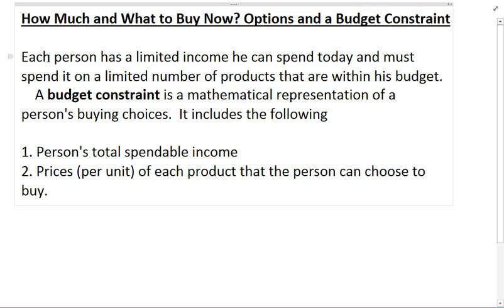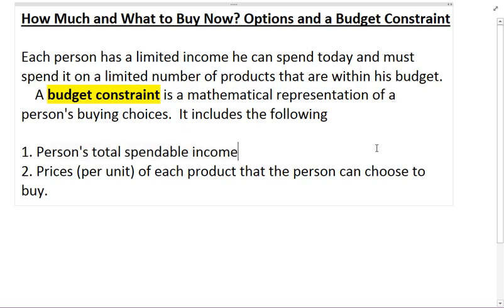So the idea is each person has a limited income he can spend today and must spend it on a limited number of products that are within his budget. A budget constraint is a mathematical representation of a person's buying choices. And it has to include the following two things. The person's total spendable income, that's the budget, and the prices per unit of each product that the person can choose to buy. When you have those things in an equation, you get a budget constraint.